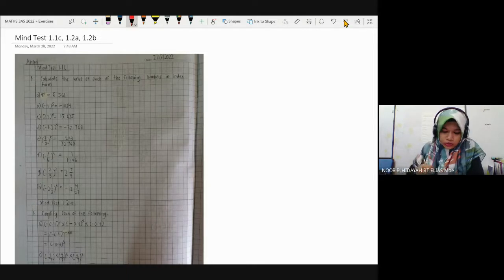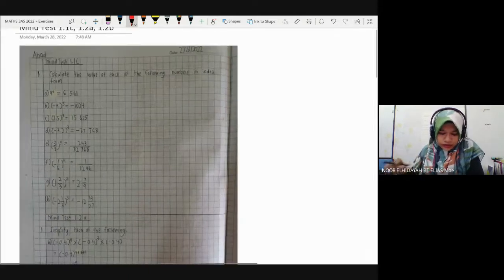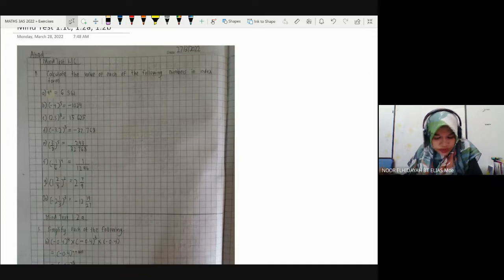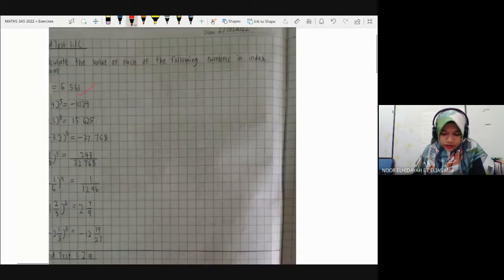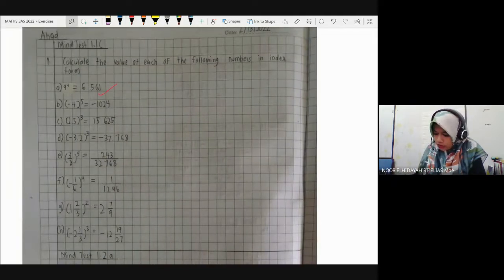So kita akan discuss, yang ni senang sahaja, mind test 1.1c, you just use your calculator, 9 to the power of 4, answer is 6,561. Next untuk B, when it involve negative index form, make sure you put in bracket masa nak tekan calculator. So answer is negative 1024.